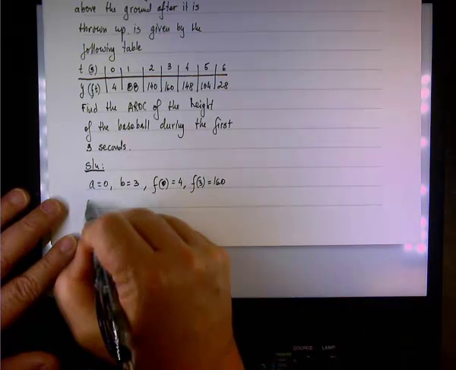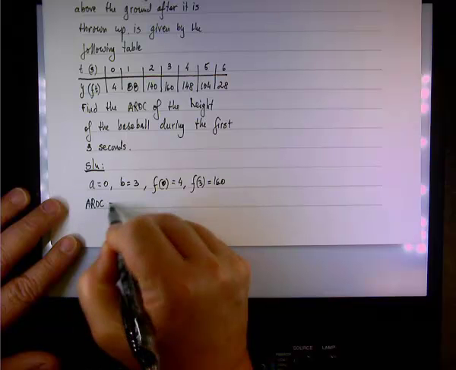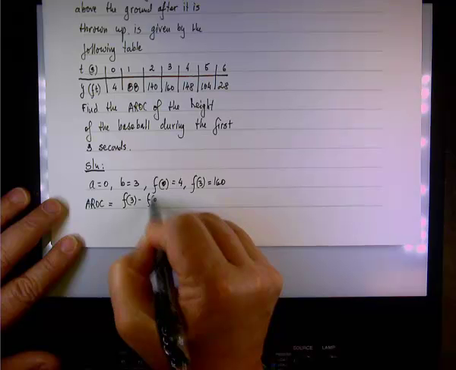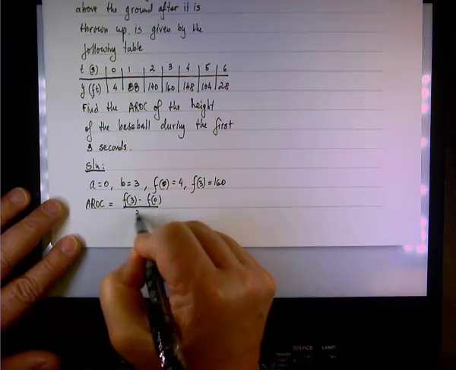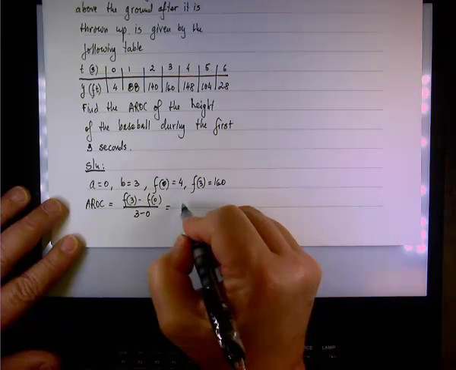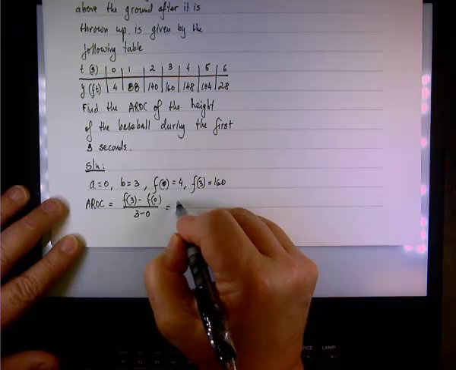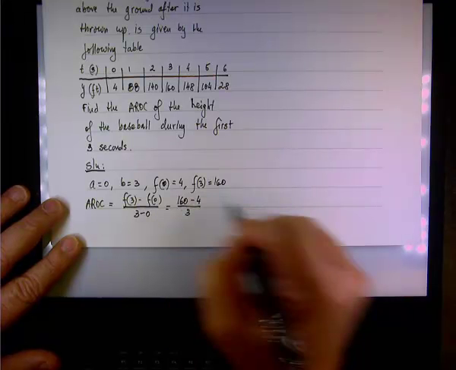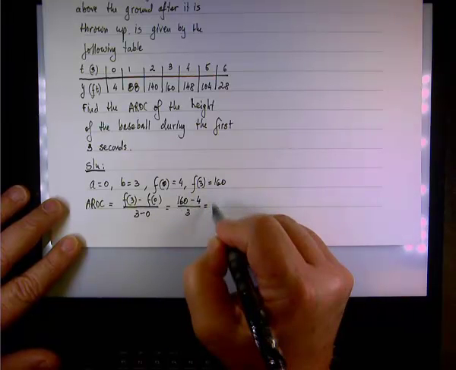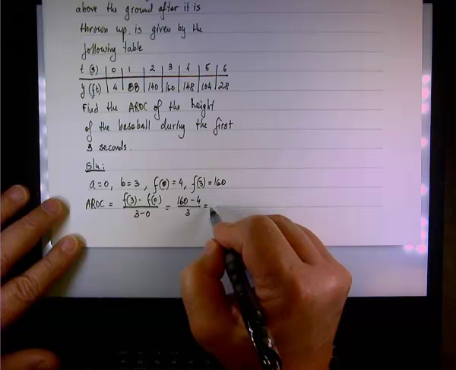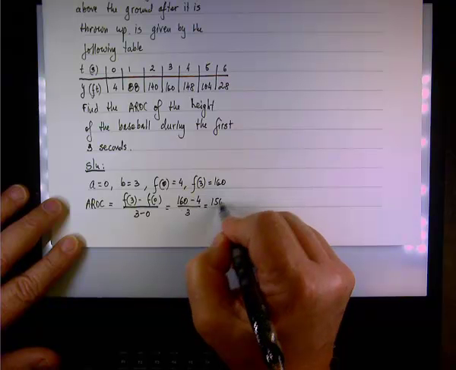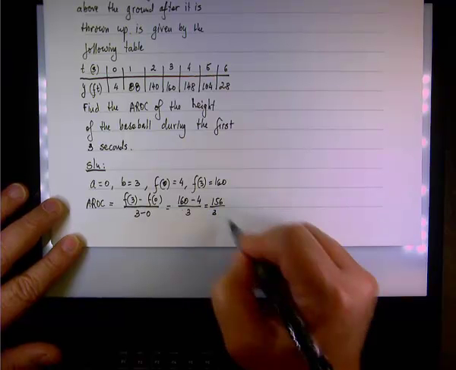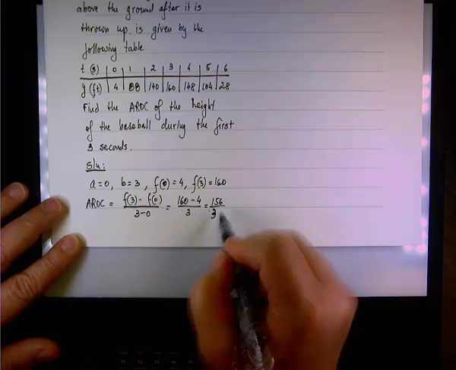So the average rate of change of the height equals f of 3 minus f of 0 over 3 minus 0. So you can see that there is very little to it. In this case, 160 minus 4 over 3. So we look at 156 divided by 3. It turns out that 156 is divisible by 3.